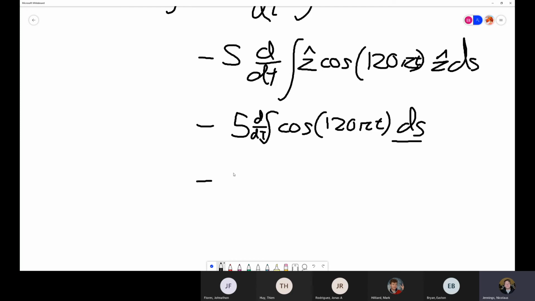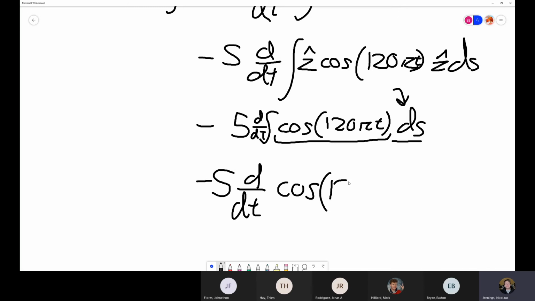We'll then get minus 5. Cosine integral, that's easy. That's just sine. What did I do? Oh, I'm silly, of course. Obviously this term right here doesn't get affected by ds, so we can just take it outside. We'll still leave the d/dt here, but we just have d/dt of cosine 120 pi t, and then we just have integral ds.